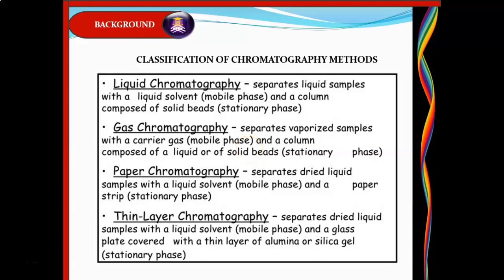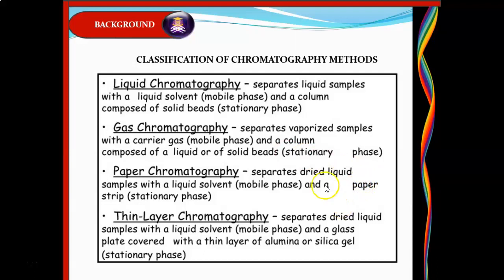Okay, we continue our lecture in part 2 section. Still in paper chromatography. There are several classifications of chromatography methods, which are liquid chromatography, which separates a liquid sample with a liquid solvent acting as a mobile phase, and a column composed of solid bits, which is a stationary phase. As I showed in our previous slide, column chromatography is considered a liquid chromatography.